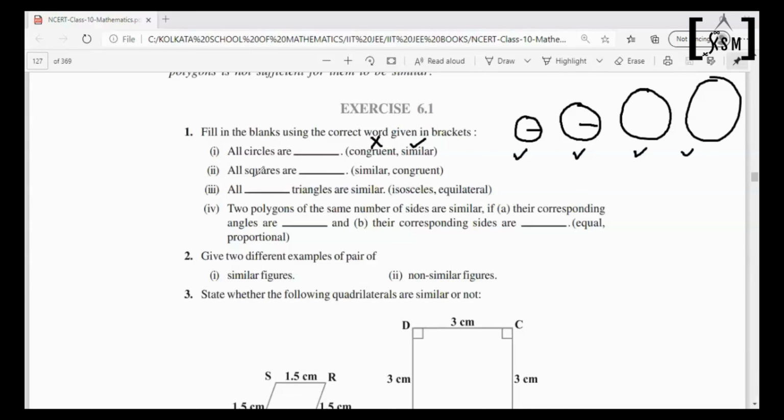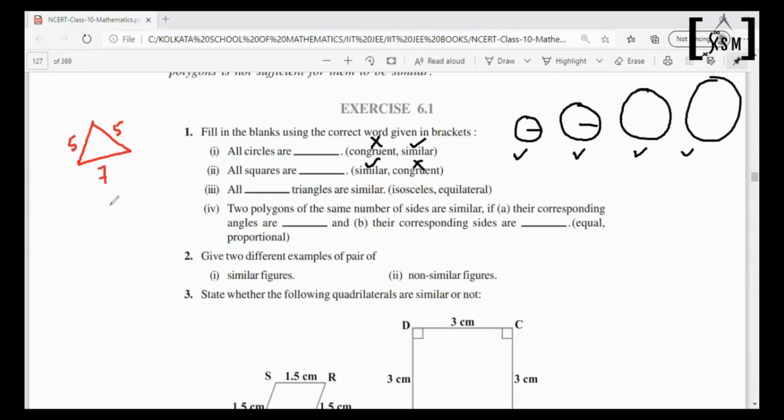Number 2, all squares are similar, we can say. Number 3, isosceles, I think, because all triangles cannot be equilateral if you compare the sides and the angles. Let's read the statement again. If you say all isosceles triangles are similar, let's say this side is 5, this side is 5, and this side is 7, correct?